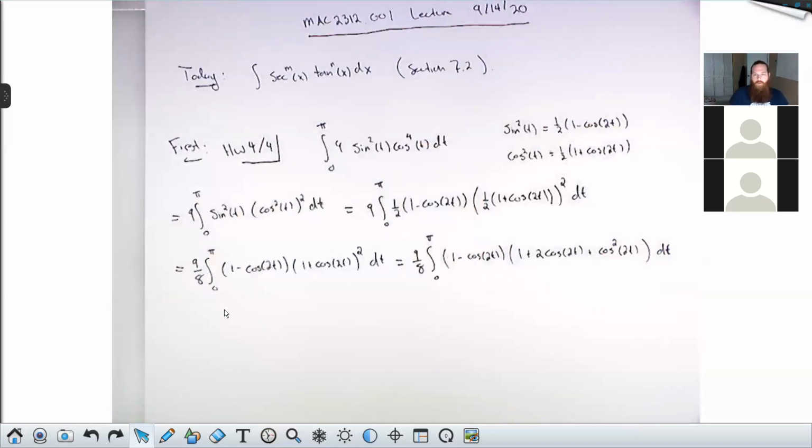Okay, and then we're going to distribute this over this. And you'll see that some of these things will be easy to deal with, some of them will not be super easy to deal with. We're actually going to get, this is kind of surprising to me, a cos cubed out of this as well.